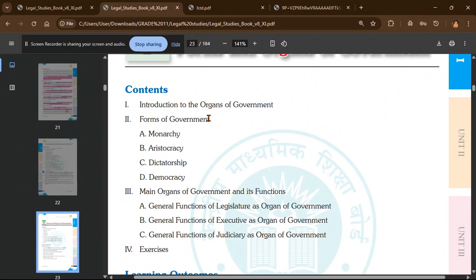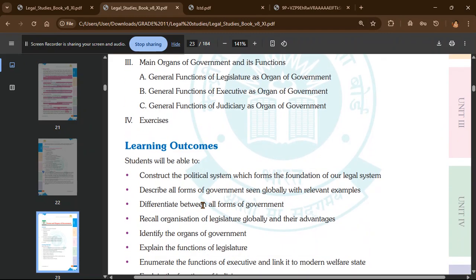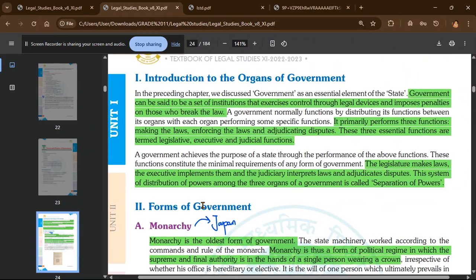Introduction to organs of government. We'll be seeing the forms of government, the four forms of government: monarchy, aristocracy, dictatorship, and democracy. And then we'll be seeing the general functions of the legislature as an organ. What are the functions of the legislature as an organ of the government? First of all, we'll be seeing the introduction to the organs of government.